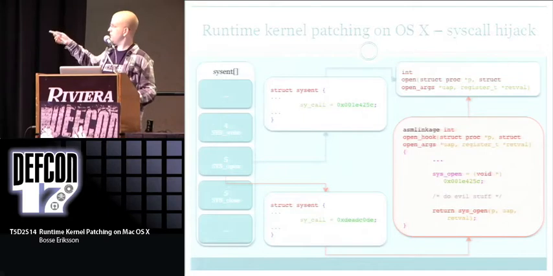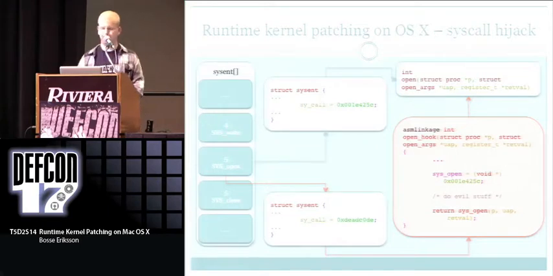It points to open for the open syscall. What we're going to do is modify that structure and point it to an address of our choosing. Not necessarily dead code, but an address where we have this function, where we then have a function pointer, which we will execute and return. So we can do evil stuff in between, transparently.